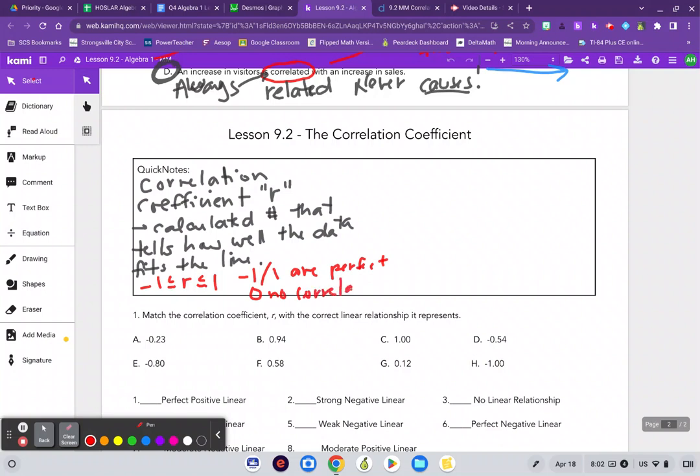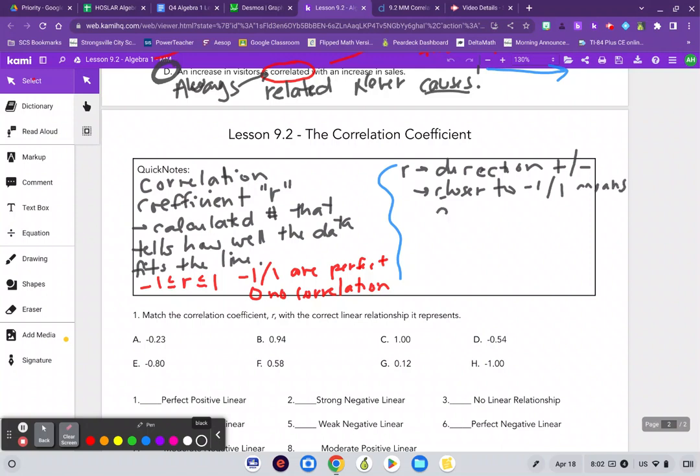So the closer to 0, the more spread out that data is. Okay, the other thing I want to say is that this R value gives you direction. So it can either be positive or negative. And then again, the closer to -1 or 1 means that your data is closer to the line.